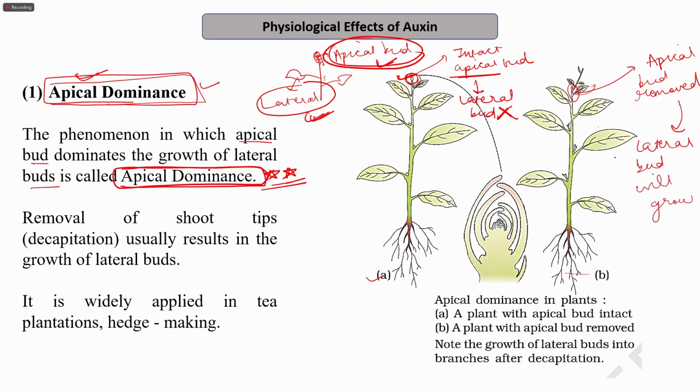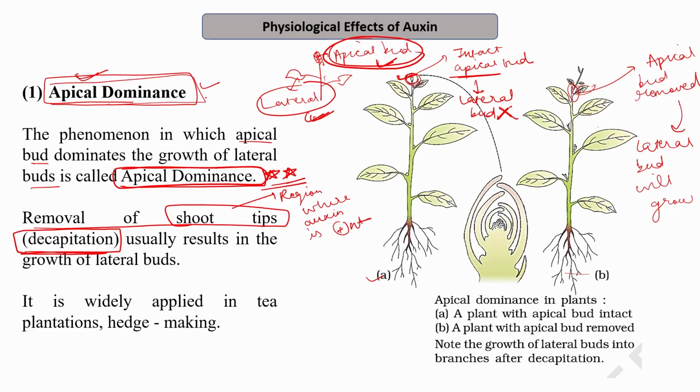After decapitation. So what is decapitation? Decapitation is the process of removal of shoot tips. This is the region where auxin is present, right? So if I remove this region, the effect of apical dominance subsides and the lateral buds grow. The growth of the lateral buds is dominated by the growth of the apical buds, and upon the removal of the shoot tips, that is, upon decapitation, growth of the lateral buds can be seen.